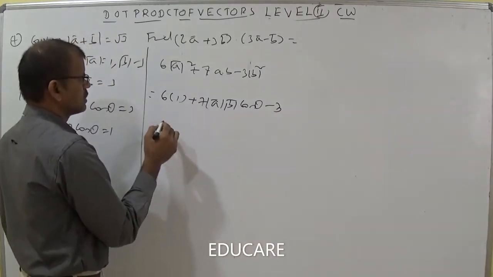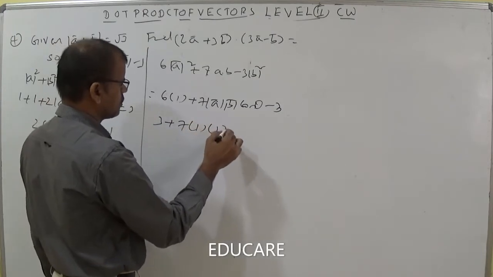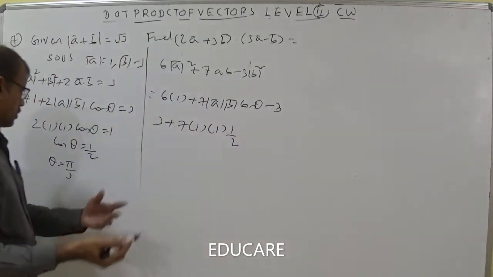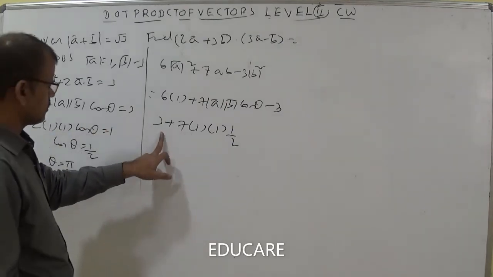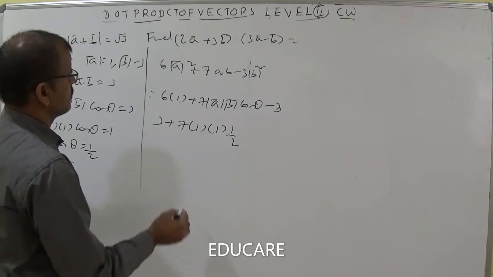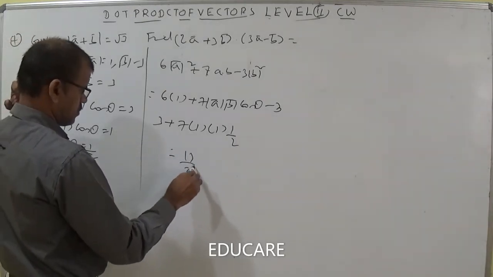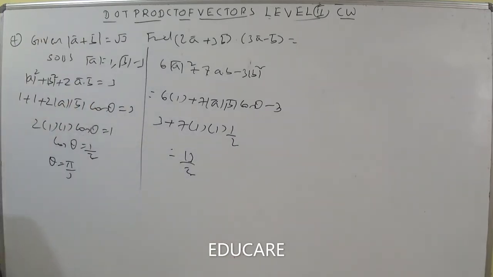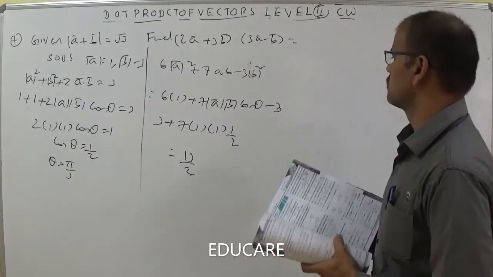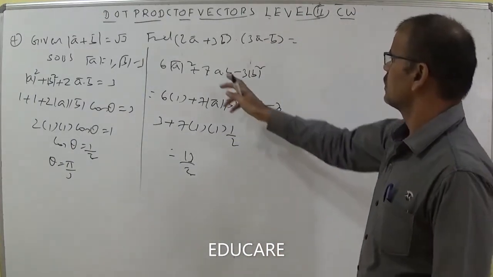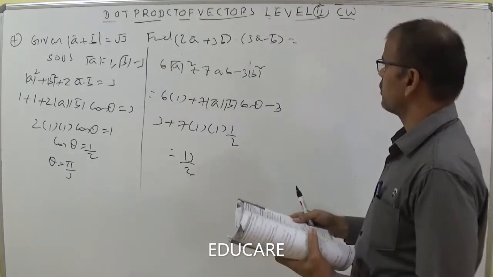6 into 6 minus 3, you can write 3, plus 7 into here 1 into cos theta, value 1 by 2 we got. 1 into cos theta, theta equal to pi by 3, 1 by 2. 2 7 by 2, 2 3s are 6, 6 plus 7, 13. 13 by 2. Theta equal to pi by 3 we got. Whatever the question asked, 2a plus 5b he given.